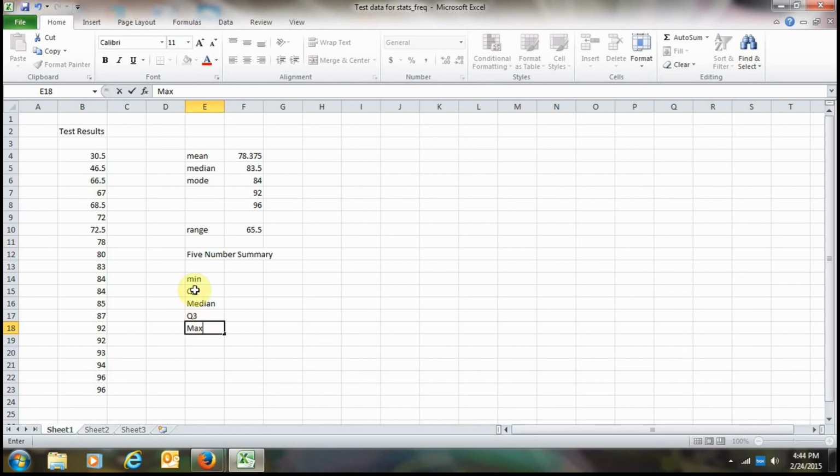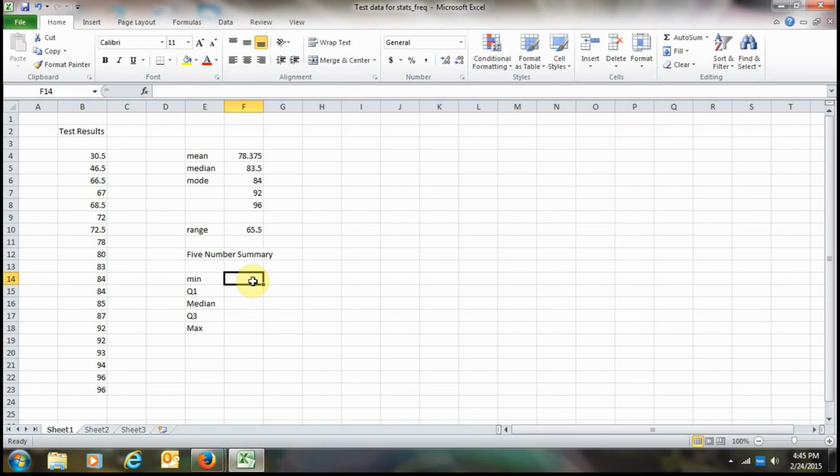Now, it seems kind of odd to have Q1 and Q3, but Q2, the middle quartile, is the median. Q1 is the middle of the bottom half, and Q3 is the middle of the top half, that's why they call it Q1 and Q3. And again, you'll see some examples of this on the PowerPoint for 6B.